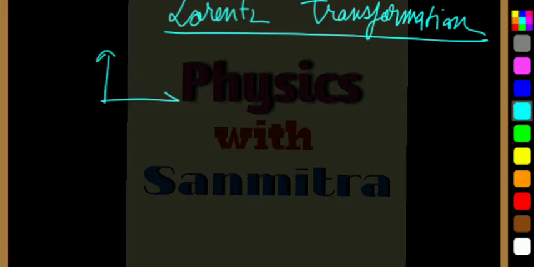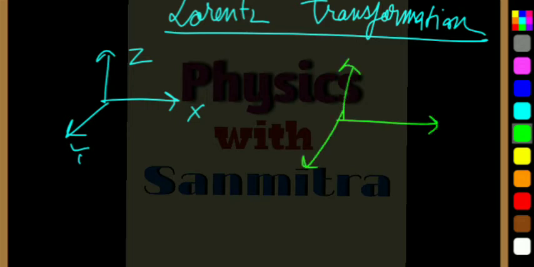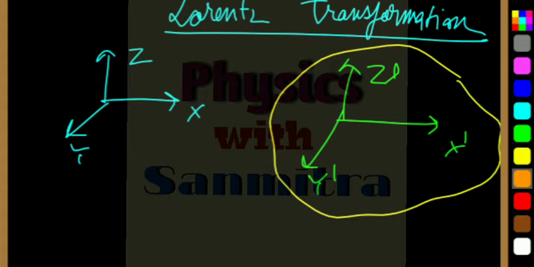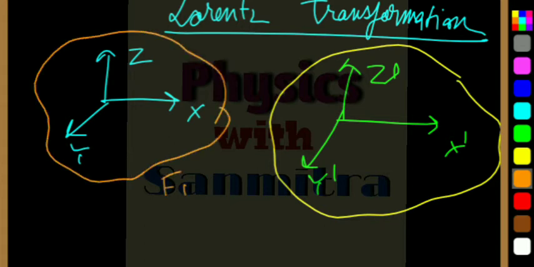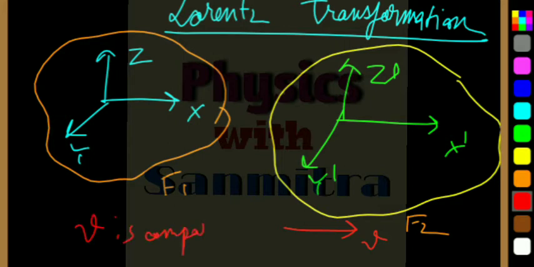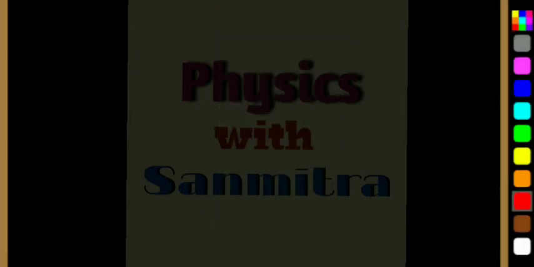So this is my frame 1. I am assuming this to be x, y, z, and this is my frame 2. I am assuming it to be x dash, y dash, z dash. This is f1, this is f2. F2 is moving with respect to f1 with the speed v, and let's say v is comparable to c. That means it is not very small. Let's see here what is happening.